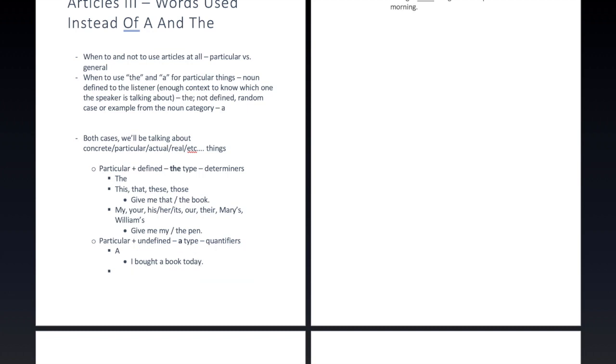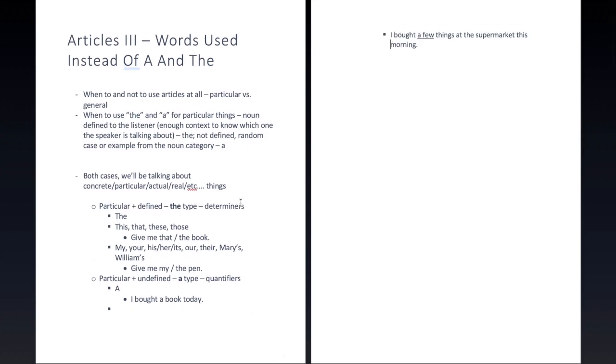And so this is going to be things like where we give something a quantity, but it's an indefinite quantity. It's not an exact quantity. So a few, many, lots of, some, much, if question or negative, but these kinds of words. These kinds of words are a different category that mean the same thing. Okay, I bought a few things this morning.